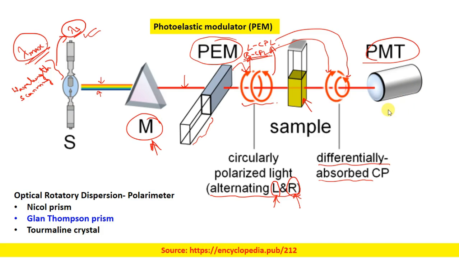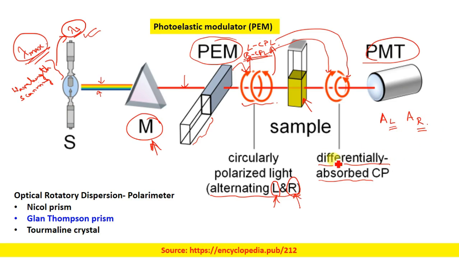So in this way, it will be having two kinds of absorptions. One is AL and the other is AR. AL is the absorption due to the left circularly polarized light, and AR is the absorption due to the right circularly polarized light.